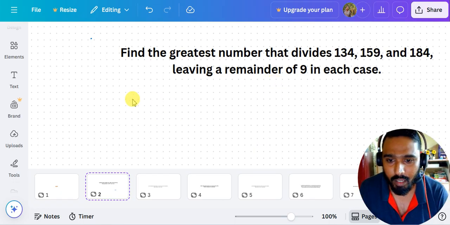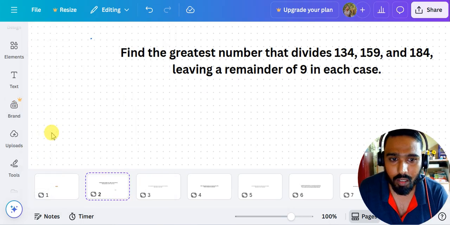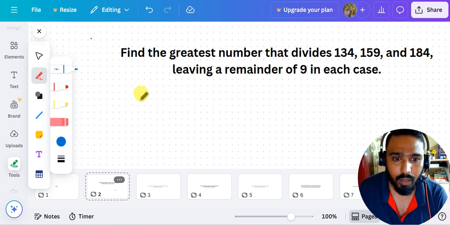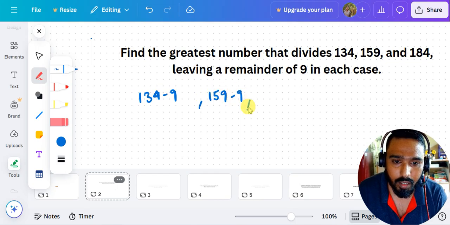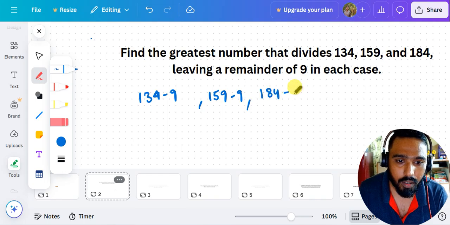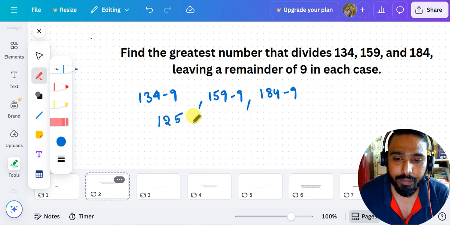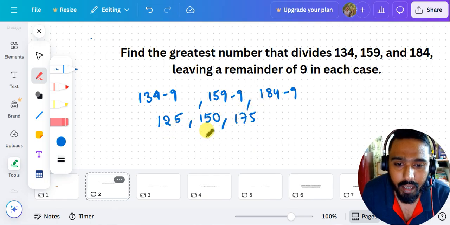So what is the method of finding it? You first subtract all the remainders from the numbers. So what we have to do is 134 minus 9, 159 minus 9, and 184 minus 9. Now this will become 125, 150 and 175. So once you get this, you just have to take the HCF of all these three.